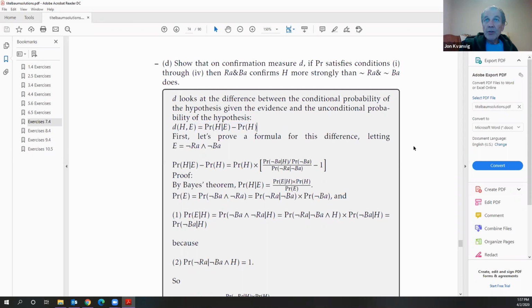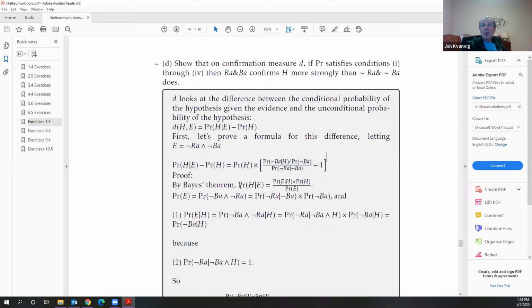So first, let's prove a formula for this difference, letting E be a non-black non-raven. The probability of H given E minus the probability of H is the probability of H times the probability of non-black given H, divided by the probability of non-black, times the probability of a non-raven given that it's non-black, minus 1. Okay, that's what we're going to prove. So here's the proof of it.